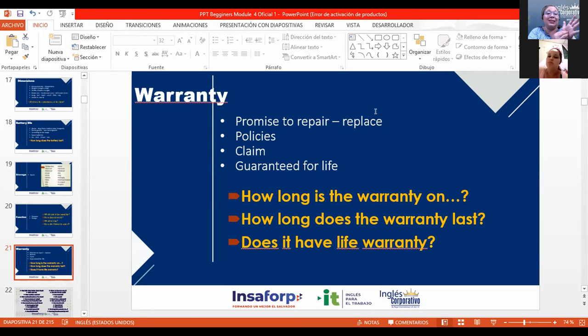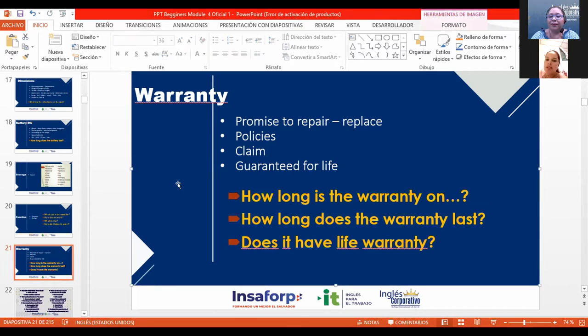But this warranty sometimes is paid extra, right? Algunos tienen la garantía incluida en el precio, algunos no, ¿verdad? Algunos productos. Pero en realidad, the warranty is about the life of the product, okay? La vida del producto, que si realmente cumplió la vida del producto, ¿verdad? Okay.